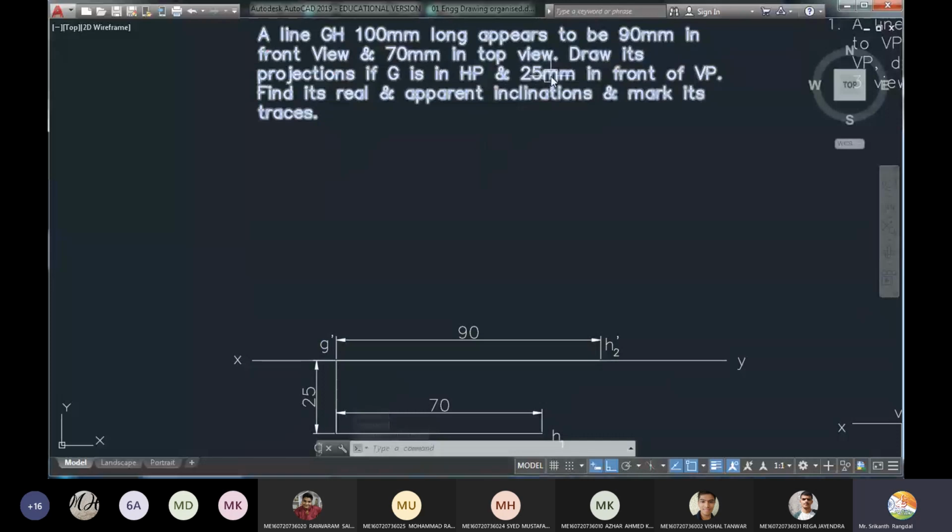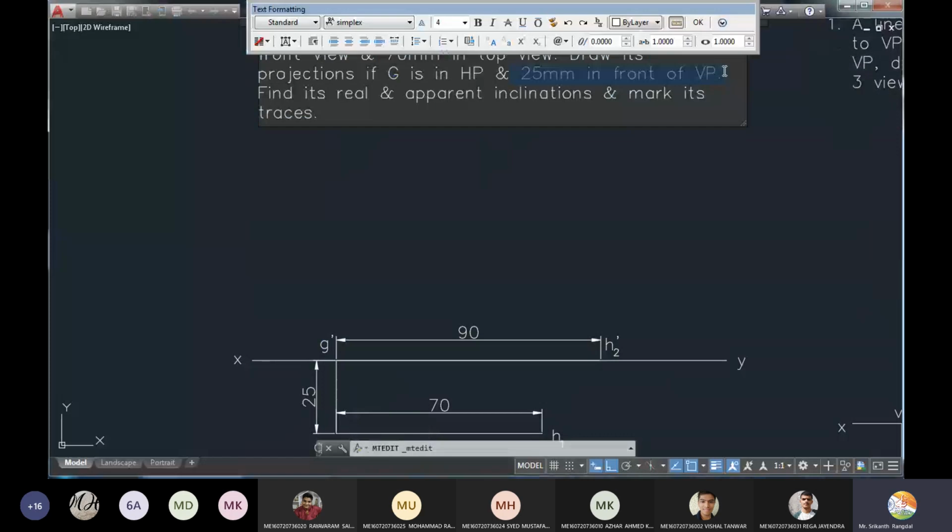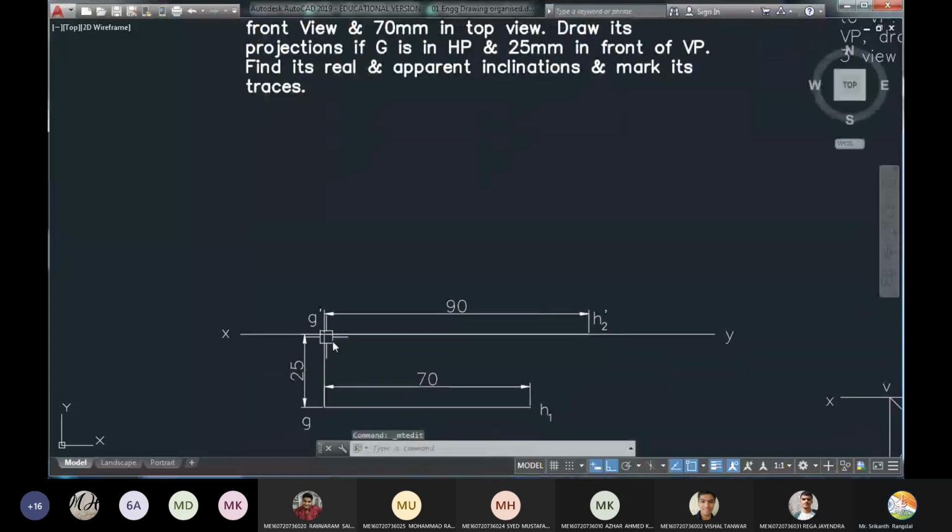Then the point G is 25 mm in front of VP. From the same point, because both the front view and top view of a given point appear on the same projector line, from G dash I have taken a projector line 25 mm downwards. So this has become the top view of point G. If you are getting confused, I'll place the points also. This point here is G dash. This point here is G.